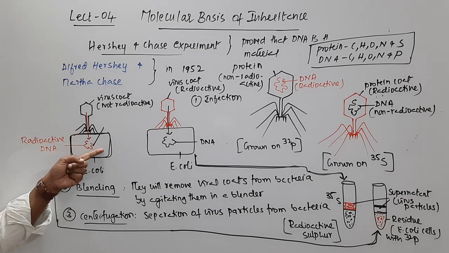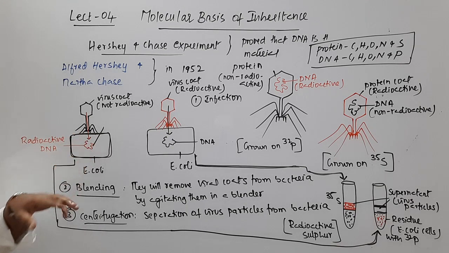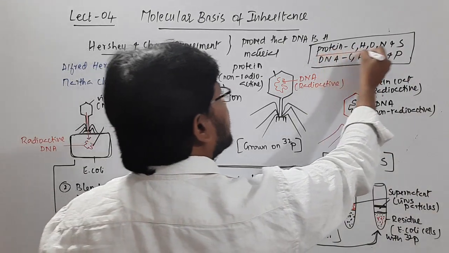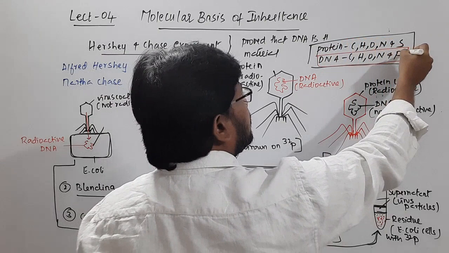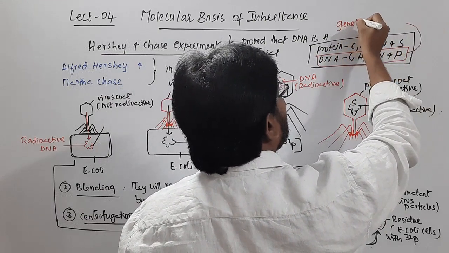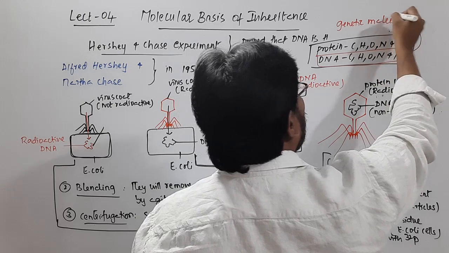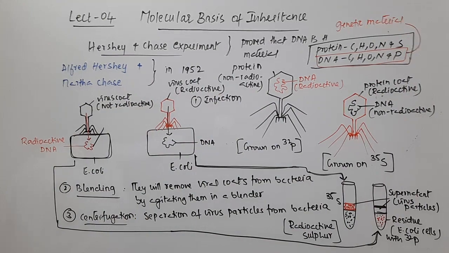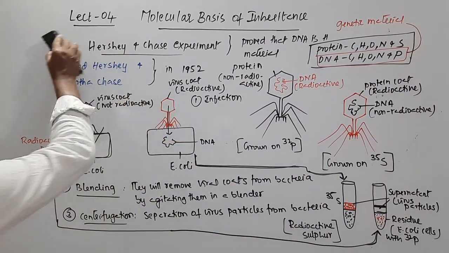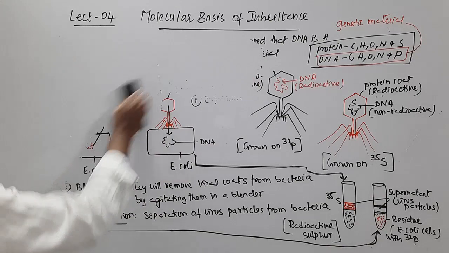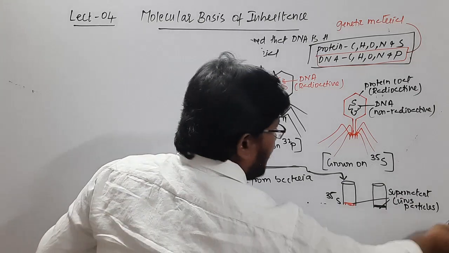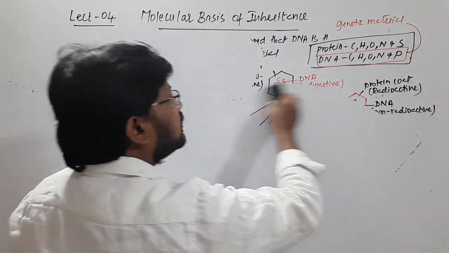With this experiment we come to the conclusion that it is the DNA that passed from the bacteriophage into the E. coli. With this it's clear that it's the DNA which is the genetic material. So with this experiment it was proved that DNA is the genetic material. I hope it's clear about this experiment. Finally we understood that DNA is the genetic material, not the protein.